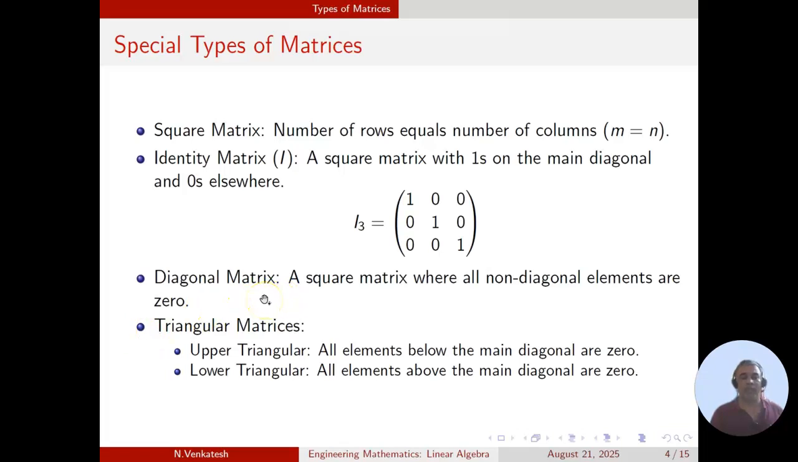And we have the triangular matrix. It might be an upper triangular matrix or a lower triangular matrix. If all the elements below the main diagonal are 0, we call it an upper triangular matrix. And similarly, if all the elements above the main diagonal are 0, we call it a lower triangular matrix. Here you can see that the identity matrix is both upper triangular as well as lower triangular.